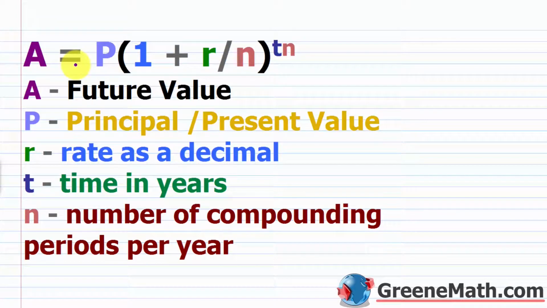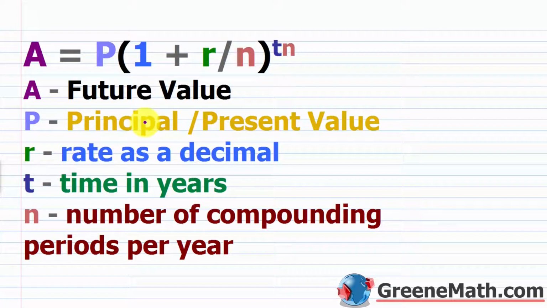We have A is equal to P times the quantity 1 plus R over N, and this is raised to the power of T times N. So this process here is very, very straightforward. You just need to understand what each letter in this formula represents. So A is the future value. So what we're saying here is this is the account balance in the future. If I have an investment for 5 years, at the end of the 5-year period, A would be my future value or the account balance at that time.